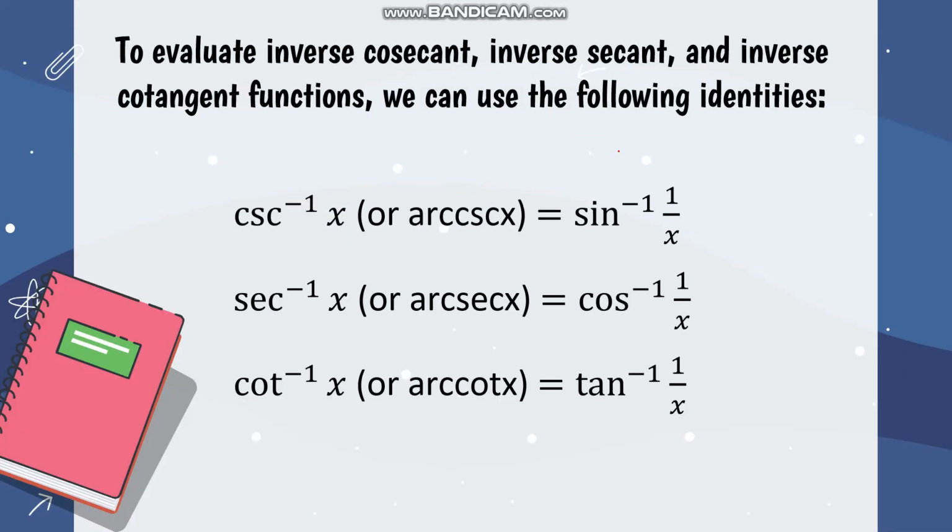Now, to evaluate inverse cosecant, inverse secant, and inverse cotangent functions, we can use the following identities. If you are dealing with the inverse of these three, all you have to do is transform them into their corresponding reciprocal functions. So for cosecant inverse, it can be rewritten as sine inverse of 1 over x. Same with the other ones. We will use this if we want to evaluate the inverse of cosecant, secant, and cotangent functions.